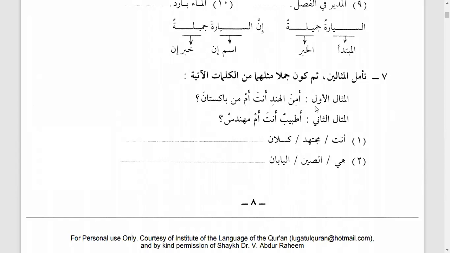Al-mithal al-awwalu, the first example: Amin al-Hindi anta, am min Pakistana. Are you from India or from Pakistan? And al-mithal al-thani: atabibun anta am muhandisun. Are you a doctor or an engineer? In the first one, after am we have min, that is a preposition. We discussed that whatever comes after am must match what comes before. Similarly here, after the first we have the noun tabibun, and after am we also have the noun muhandisun.